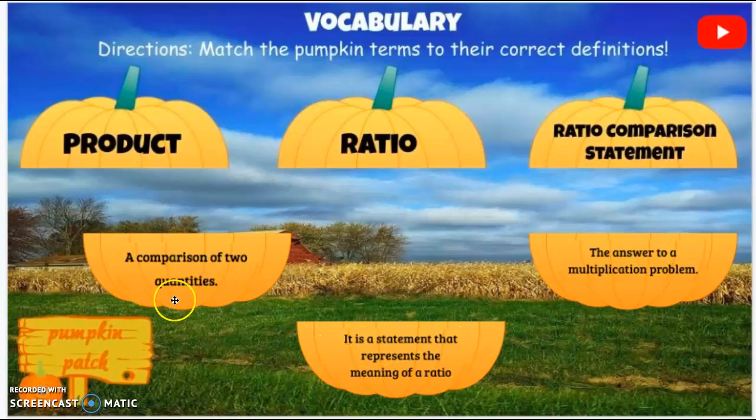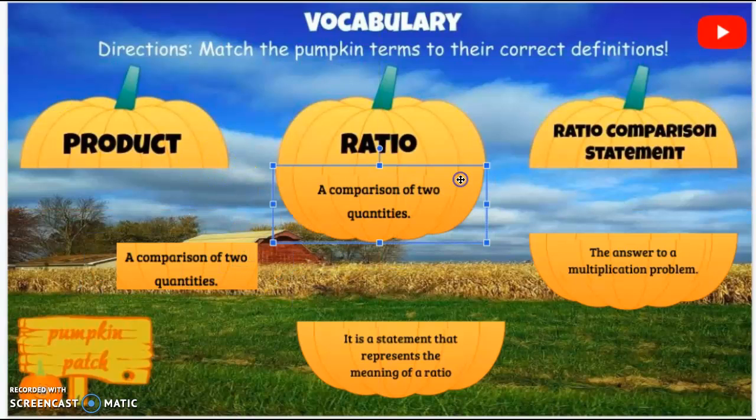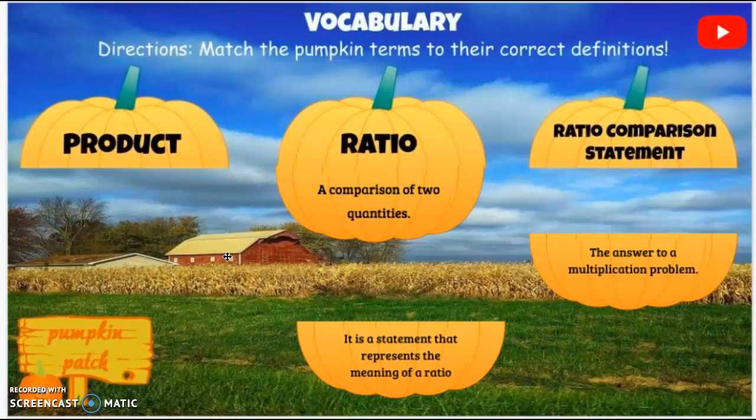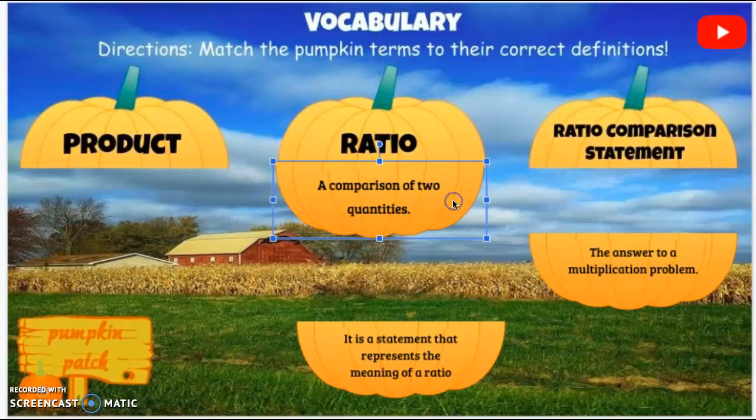So a comparison of two quantities. So that is going to actually be what a ratio is. A ratio is when you compare two quantities together. So when you compare them, two quantities, so a ratio. So when you compare things, you compare them.